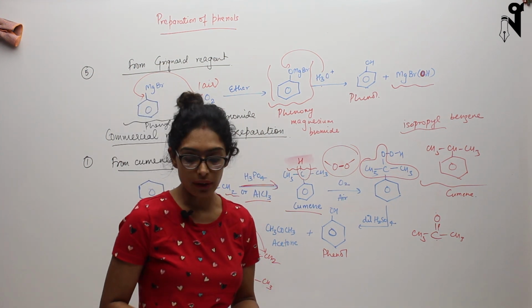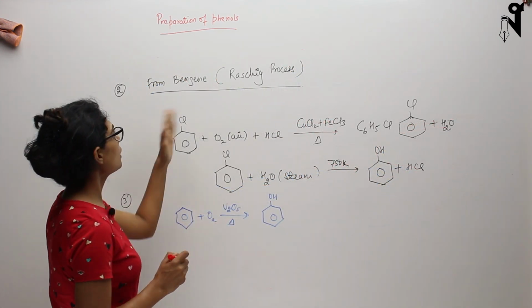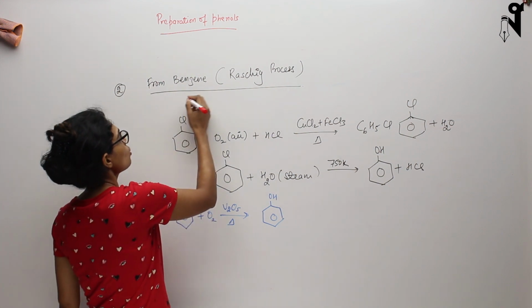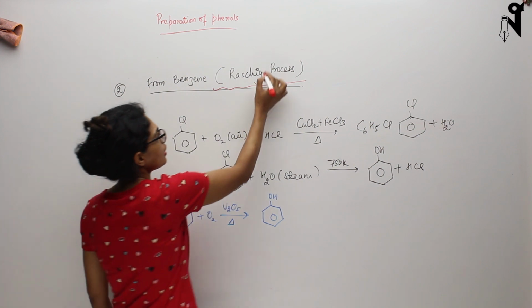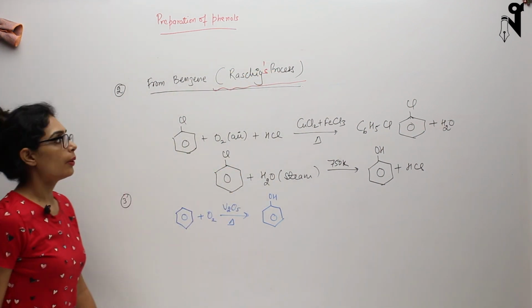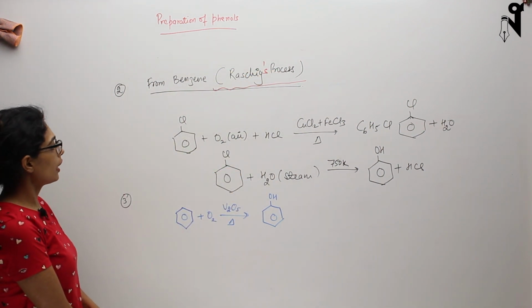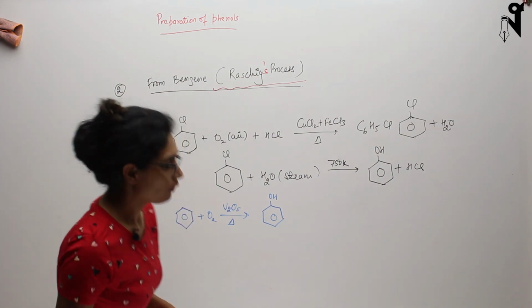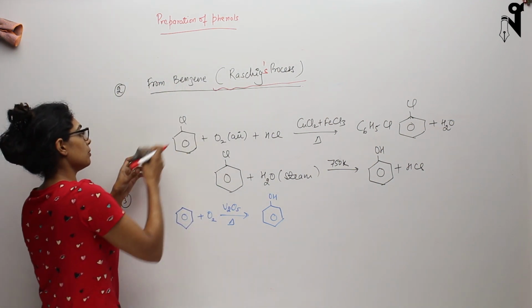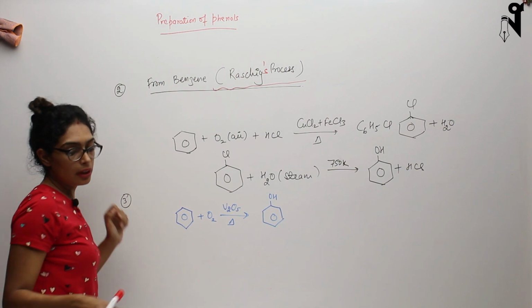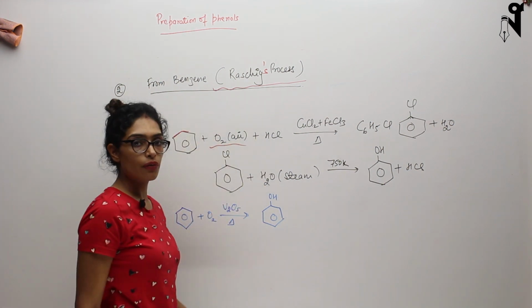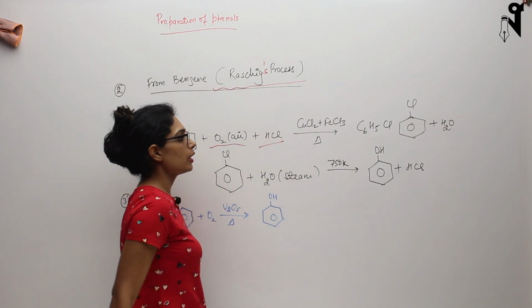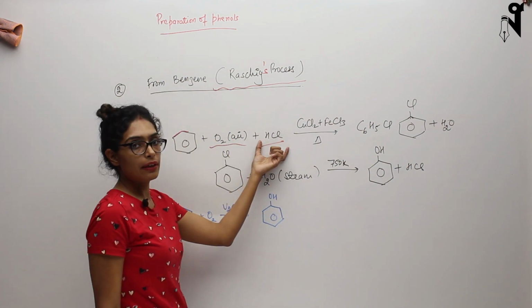Now let's do the second method. So next is from benzene, that is Rashig's process. Preparation of phenol from benzene in the manufacturing process is called Rashig's process. Okay. Now here, I think I have made a mistake. This should be only benzene. So I have taken benzene, and then this benzene is treated with oxygen, that is in the presence of air, and HCl. Okay. So oxygen from the air and HCl we have taken.